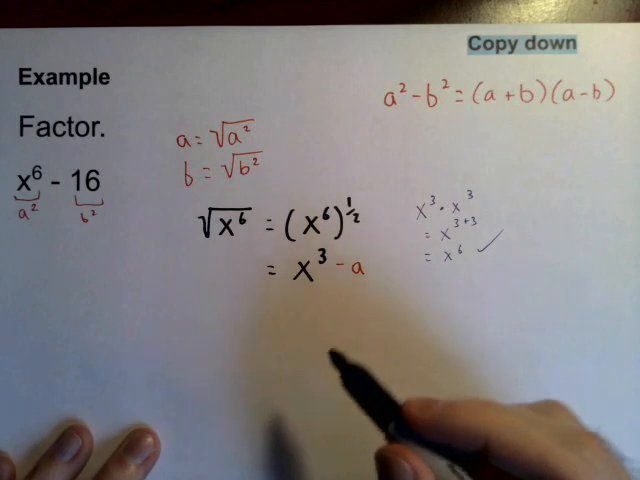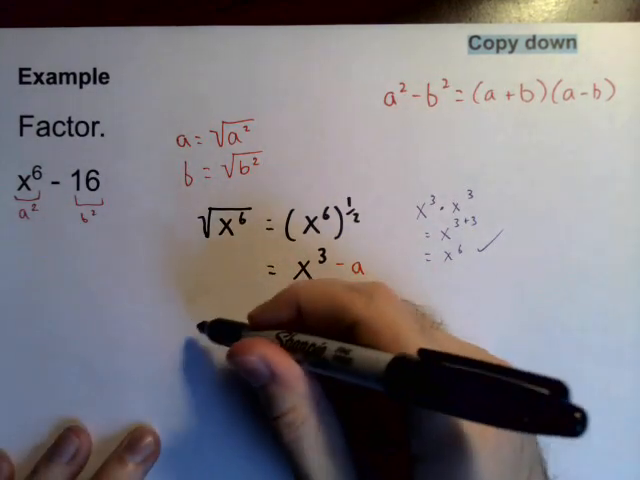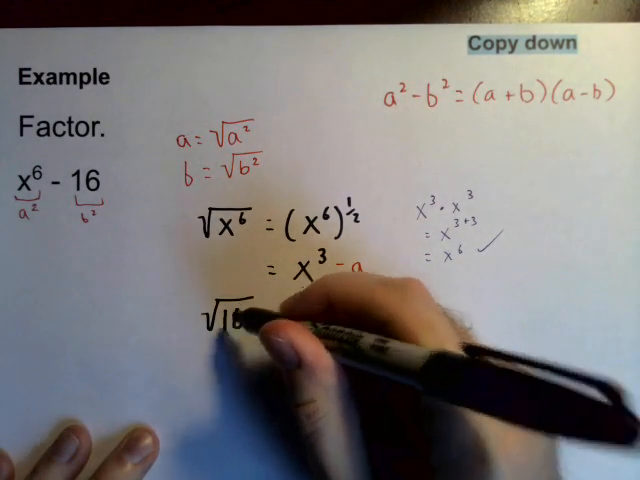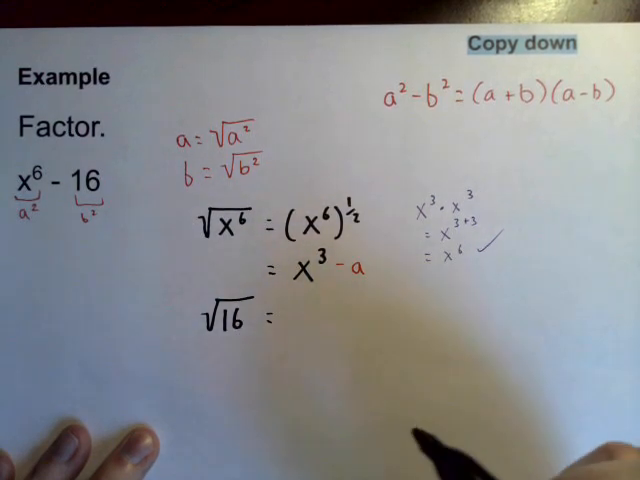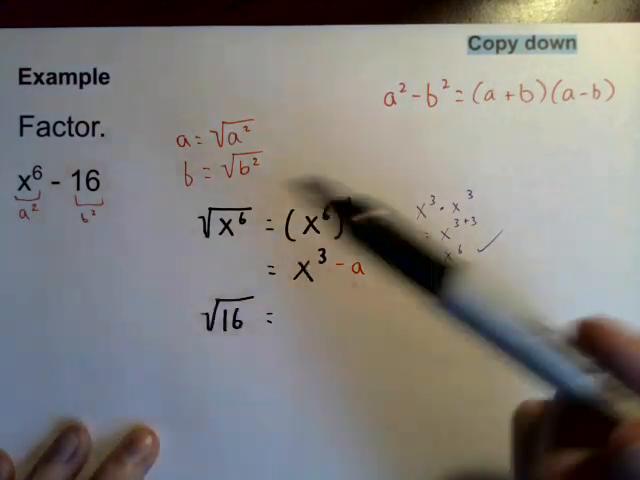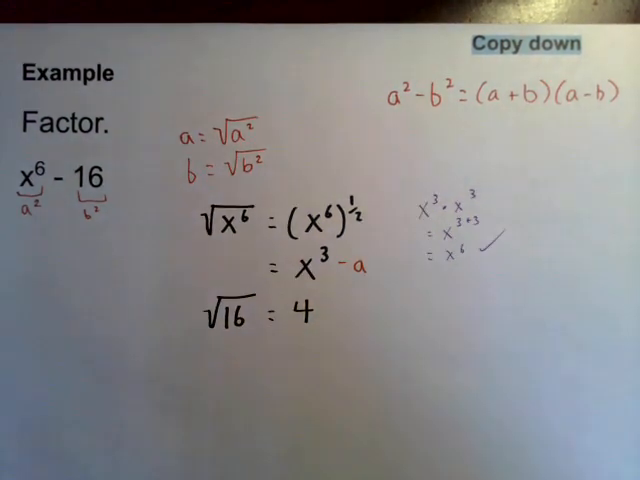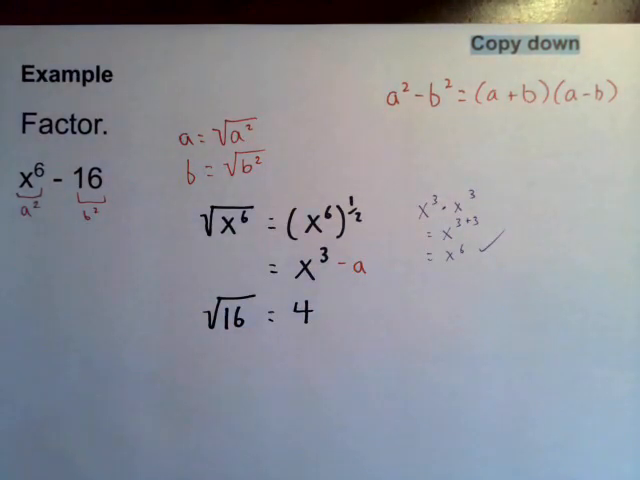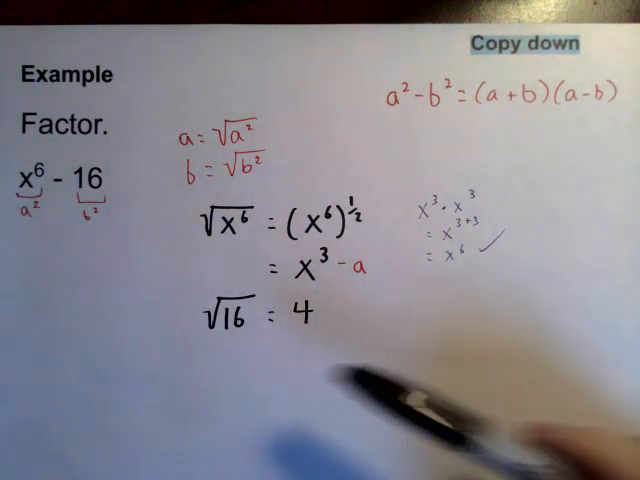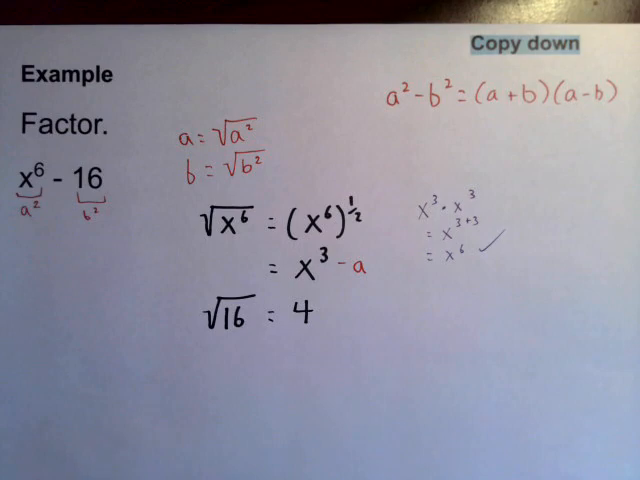So after we have this, now we need our b term, which is the number. So the b term is going to be equal to the square root of 16, which in this case is 4. So that's just something like time on your math facts is never wasted. We just know the square root of 16 is 4. 4 to the power of 2 is 16. So that's going to be our b term.